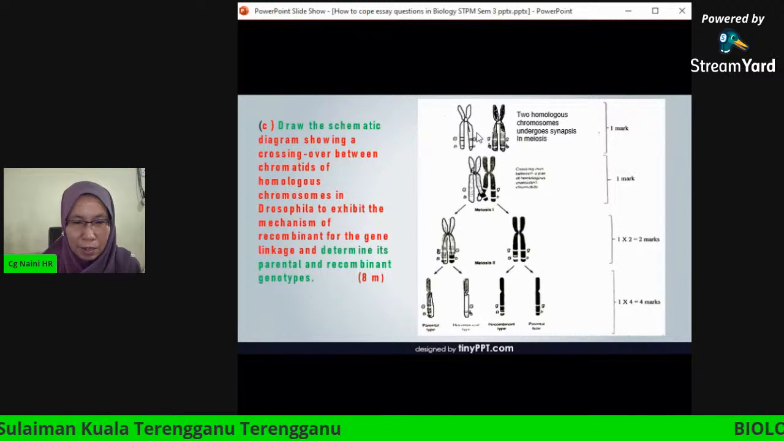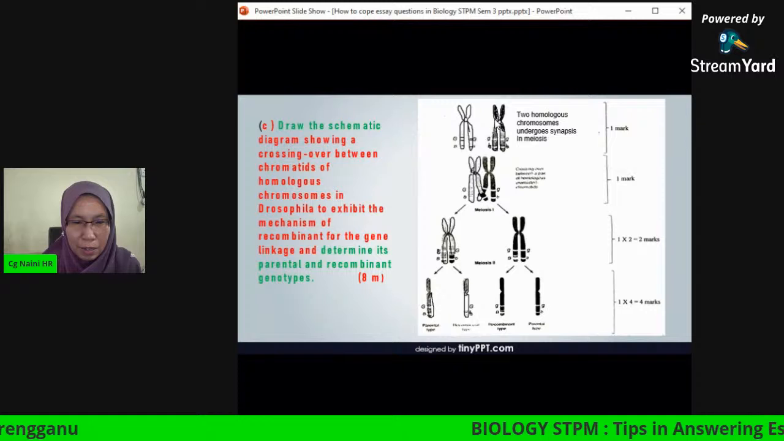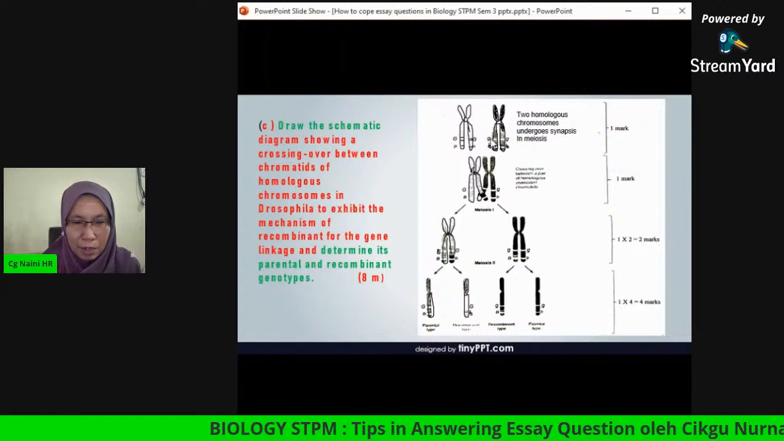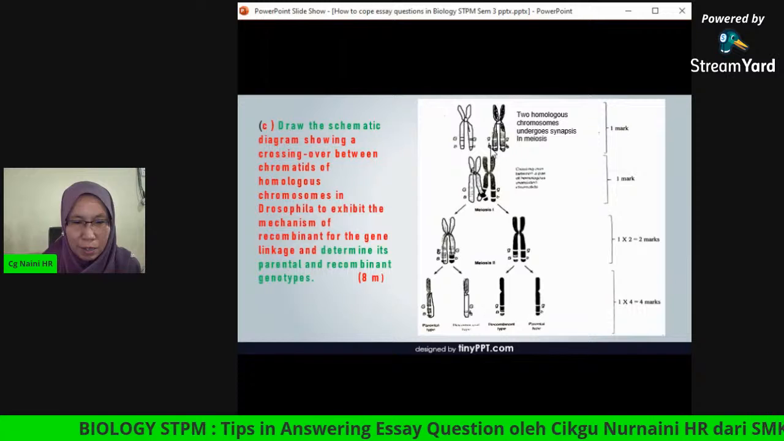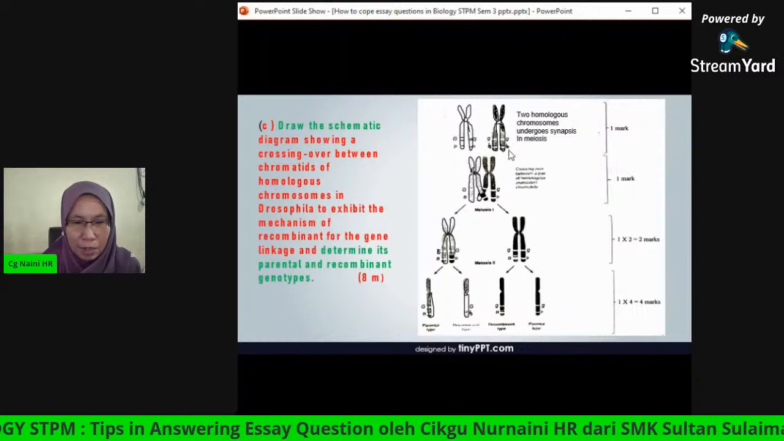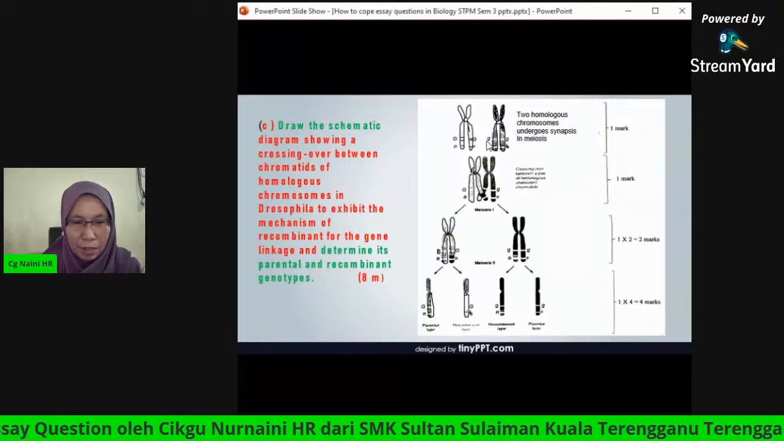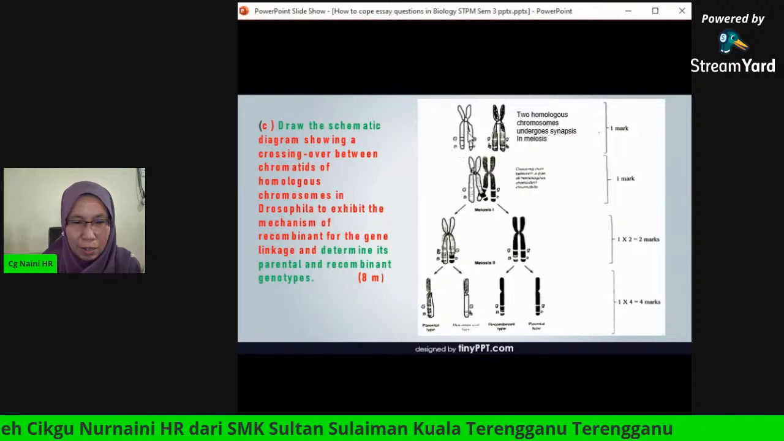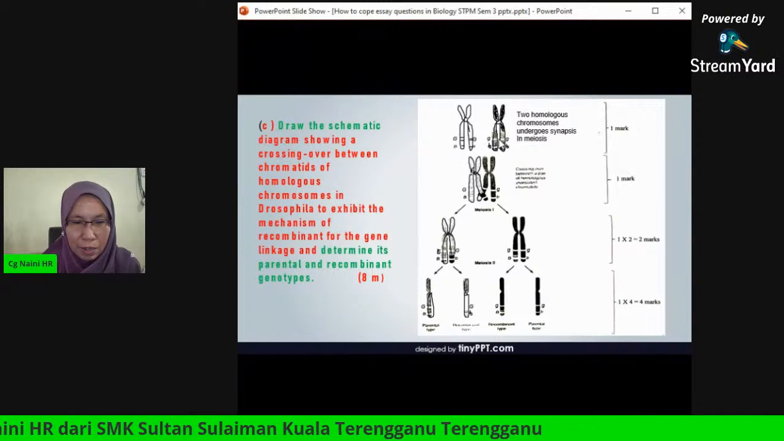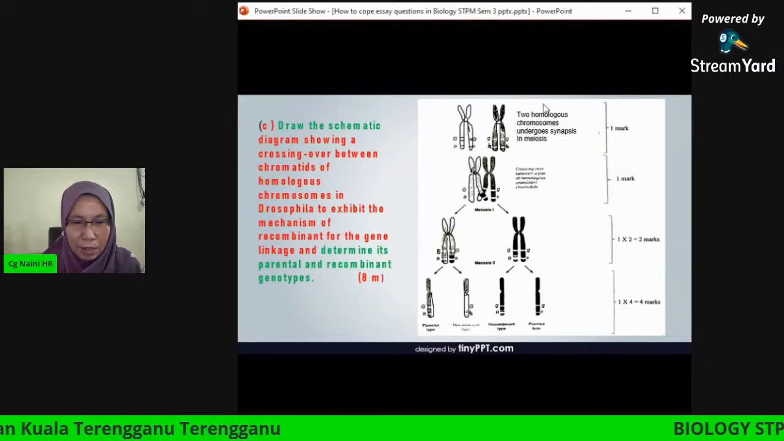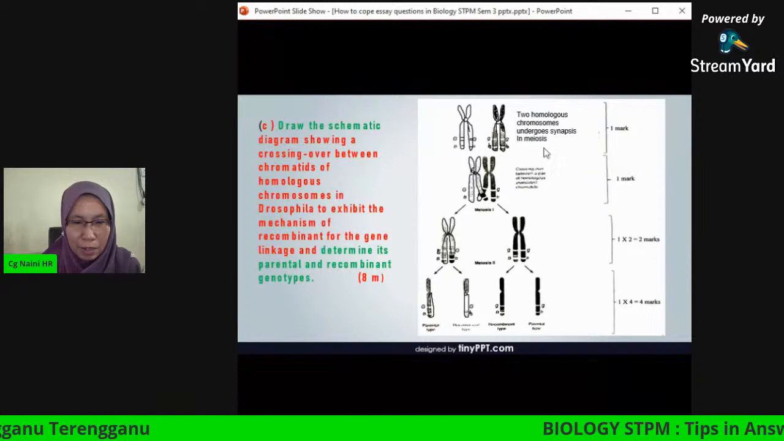If you want to draw the chromosome, it's okay. These are small g and small b, small g, small b. So we use lines. One mark if you state this one. This will show the explanation.